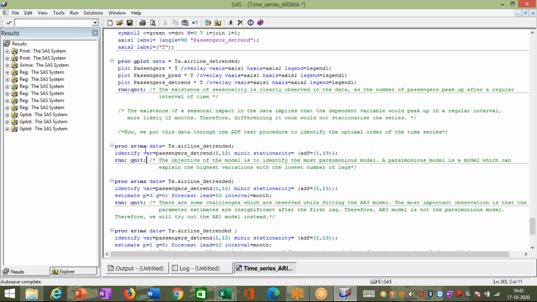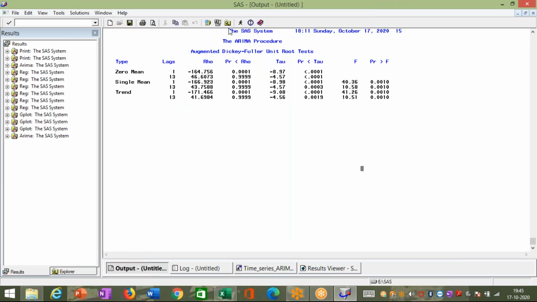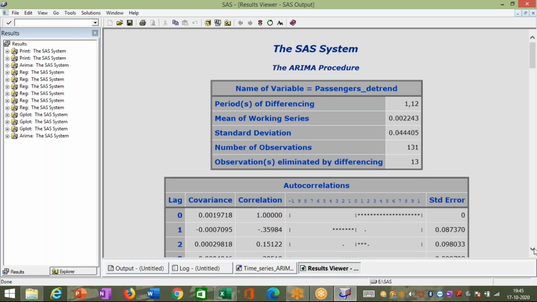Okay. So what we'll do is we'll very quickly, on the detrended passengers variable, try to see whether there is stationarity or not. Now on the detrended series, I am applying this.